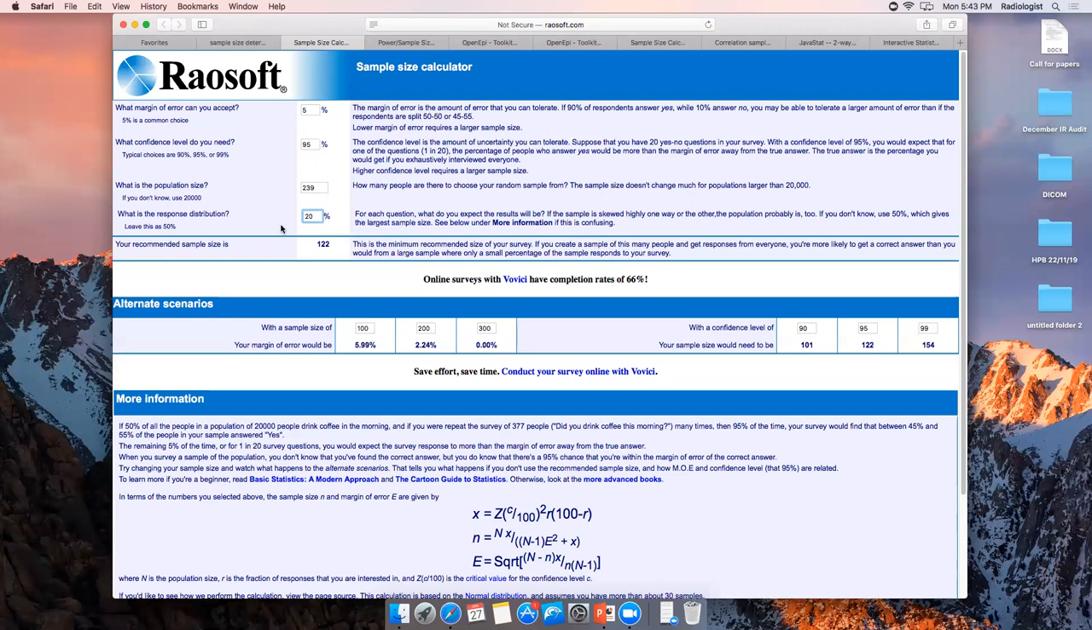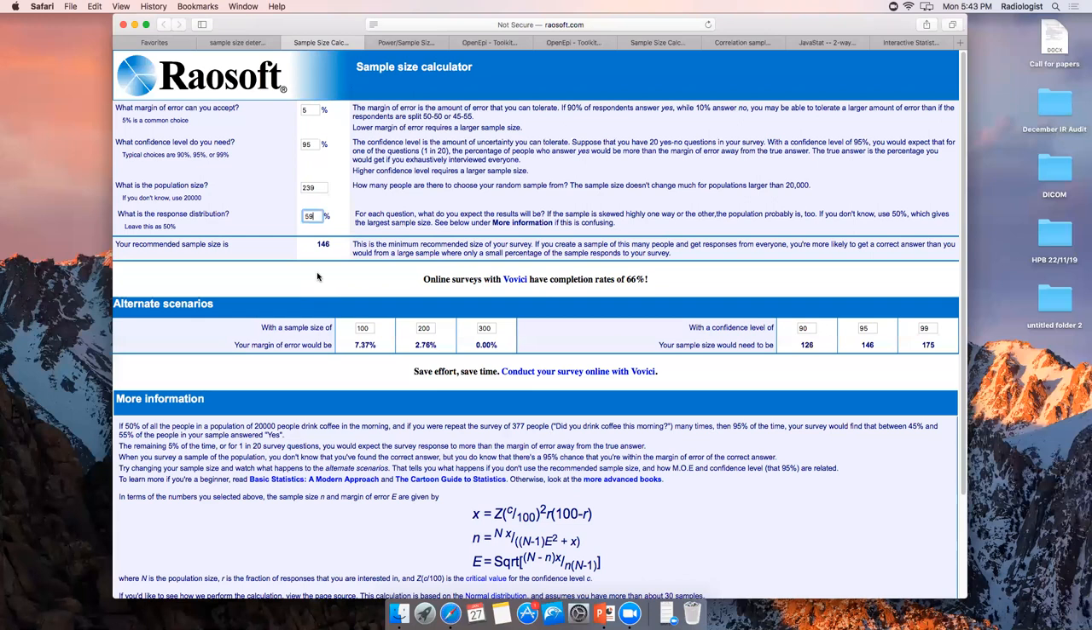Let's say that you don't know anything, or you really want the maximum sample size that would cover everything and make sure you're all right. You'll put in 50%, and it will tell you that you need to study at least 146 in order to make sure you cover everything, assuming there are only 239 such cases.